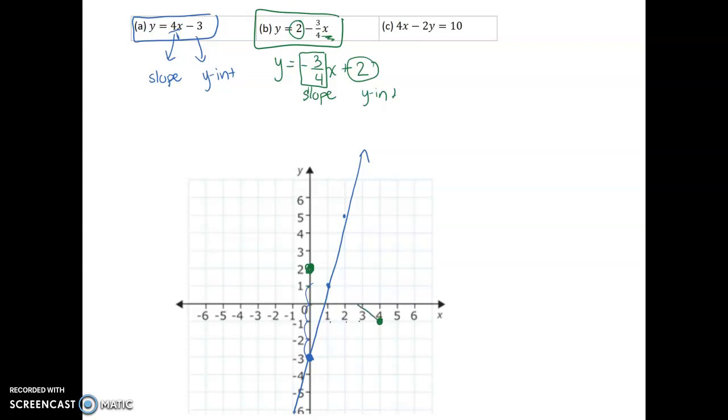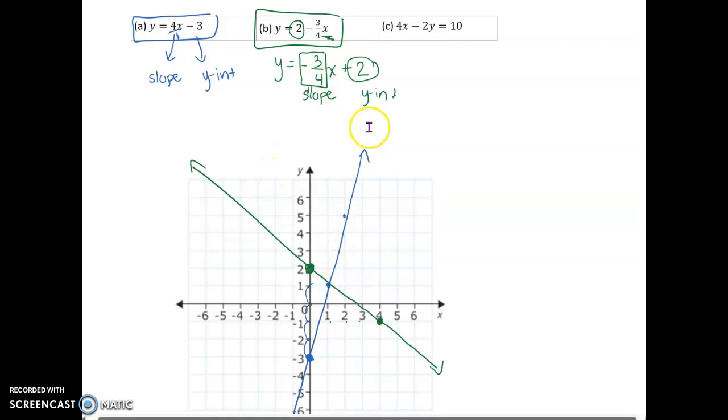And so now I have 2 points. I can draw my line, and hopefully you should be using a ruler. I'm just doing this quickly for you to see. And that makes sense. It's a negative slope, so it would be going downwards from left to right.